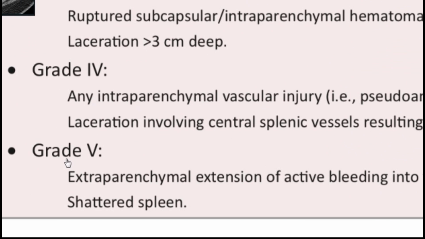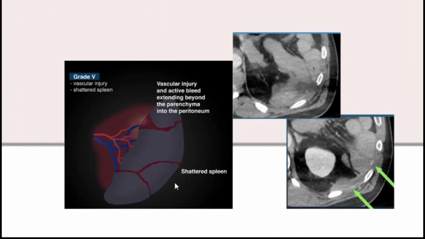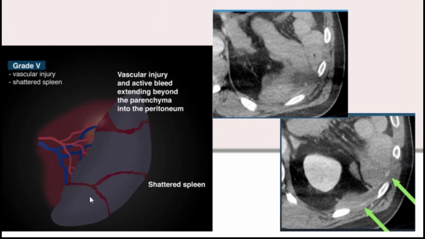In grade 5, we have extraparenchymal extension of active bleeding into the peritoneum, or simply when we have a shattered spleen. When you have a shattered spleen, there are multiple lacerations across the spleen, or the bleeding has extended beyond the splenic organ and into the peritoneum.